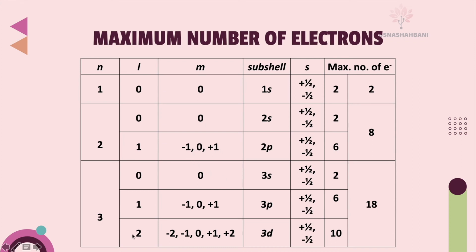2, 2, 2. For n equal to 3, L equal to 2, the values of m are negative 2, negative 1, 0, positive 1, positive 2. So this is the d orbital. In d orbitals we have 5 different orientations: dxy, dyz, dxz, dx square minus y square, dz square. Each of these orbitals has a maximum of 2 electrons. So that's why we have a maximum of 10 electrons for L equal to 2.